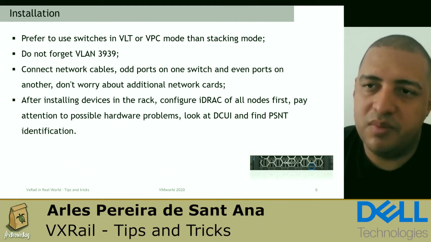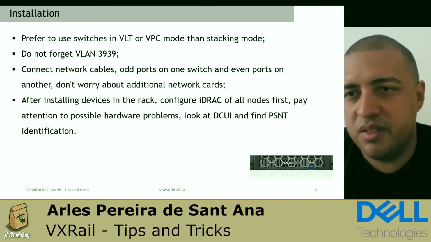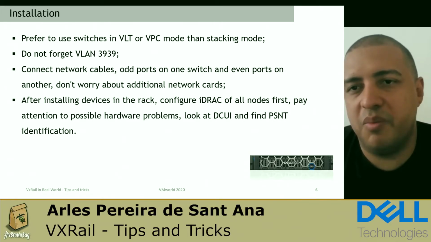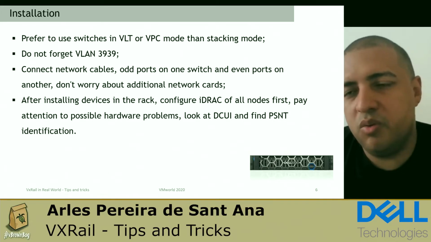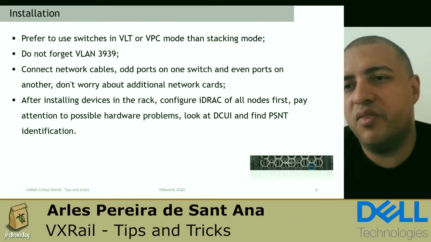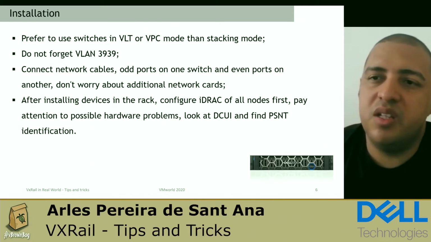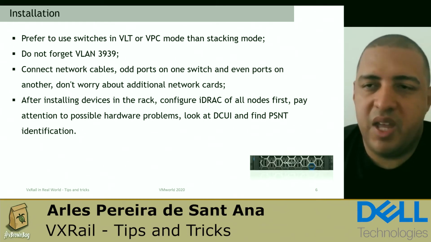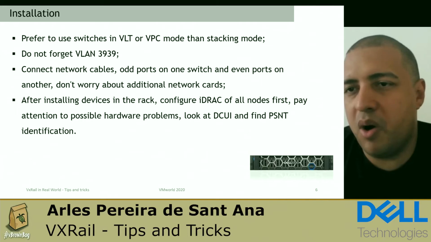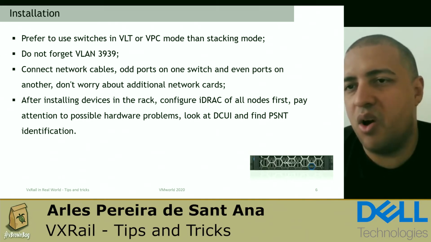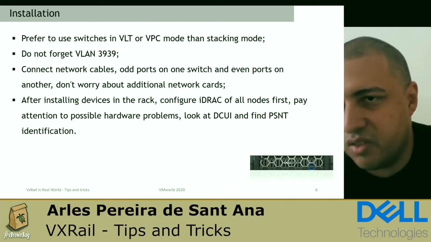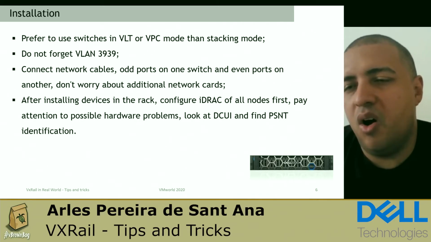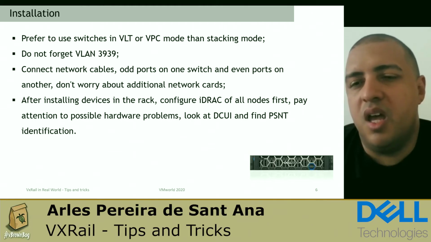VxRail requires some specific VLANs, and you need to configure that before you start your implementation. After you put the device on the rack, you need to cable them. When you are cabling them, pay attention to the ports. Don't worry about network interface cards outside the onboard interface cards, because the setup uses only onboard cards, okay?